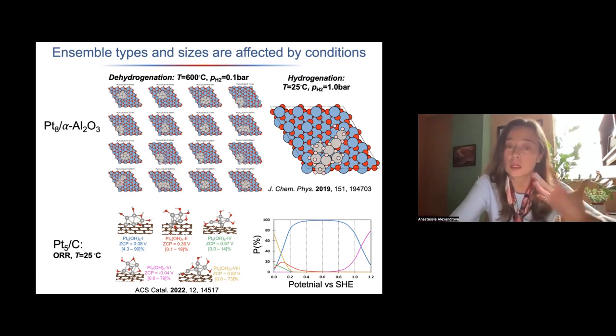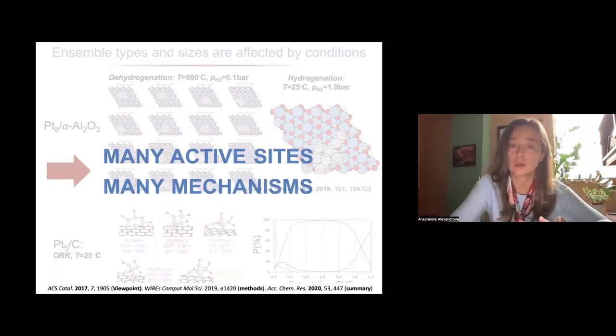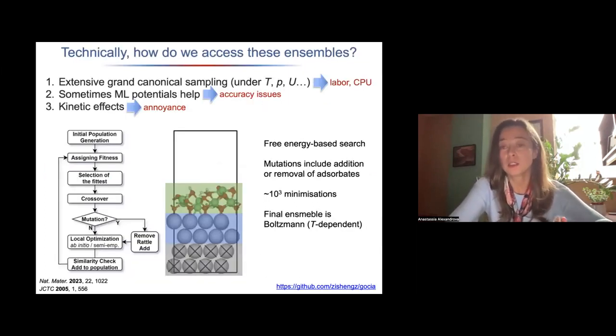But overall, what this paradigm leads to is that we cannot say there's one active site, there are many. We cannot say there's one mechanism, there are many, and collectively as a swarm of different mechanisms, they contribute to experimentally observable activity, selectivity, spectral signatures, stability, and so on. Okay. Technically, how do we do this?